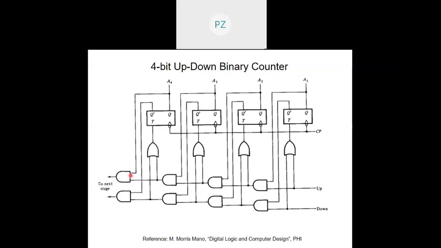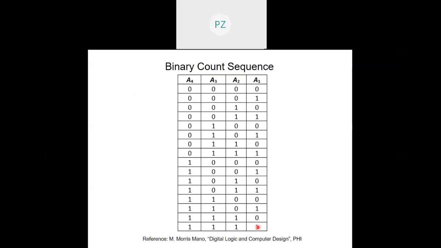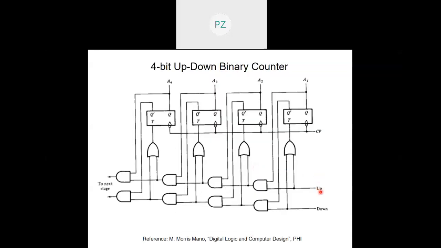Up counting is perfect. Now take the case of down counting. Even if you do down counting, this one has to toggle at every clock pulse. Now we are going this way, right? Down counting will be this way, bottom to up. This has to toggle at every incoming clock pulse. So even when you put up to be 0 but down to be 1, this line goes high because this is an OR gate. So this will toggle at every clock pulse.